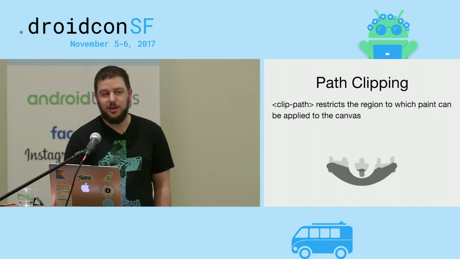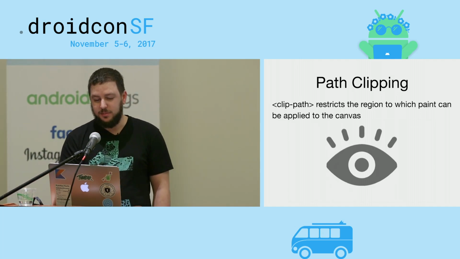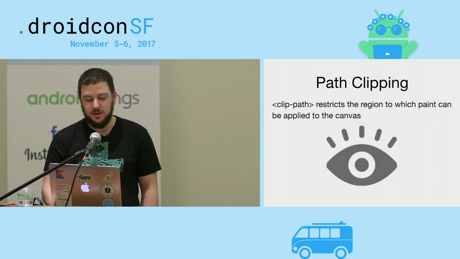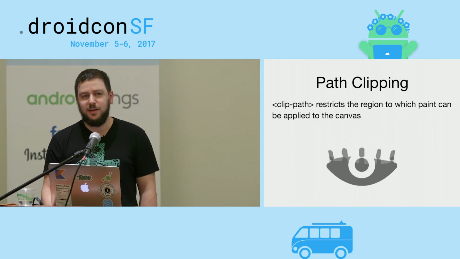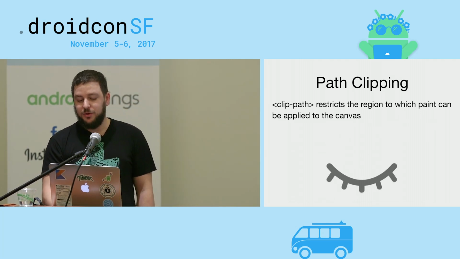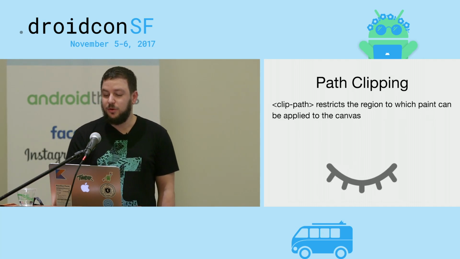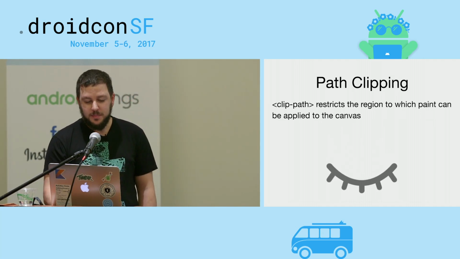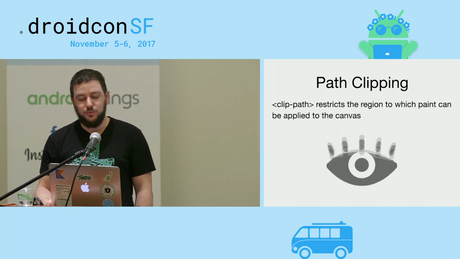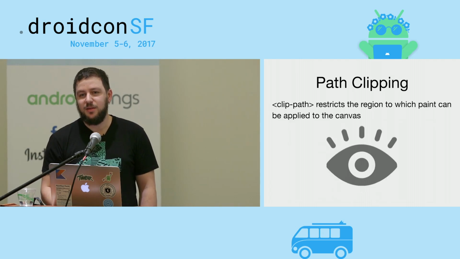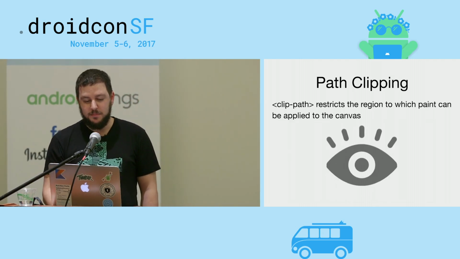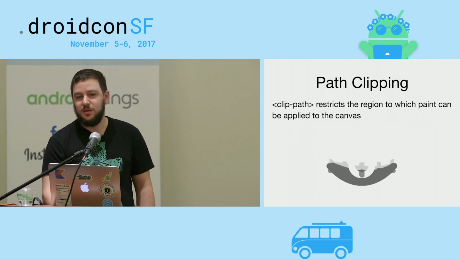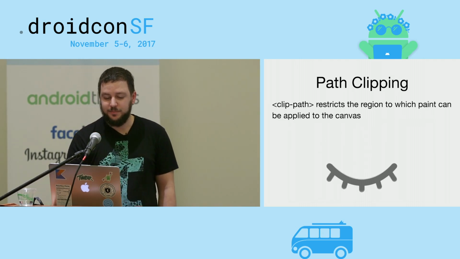The last animation type I'd like to discuss is path clipping. Path clipping, or path clip, is a type of path that is used to mask other paths by restricting the region to which paint can be applied. Anything that lies outside the region bounded by a clip path does not get drawn. And by animating the bounds of these regions, we can create these cool effects.